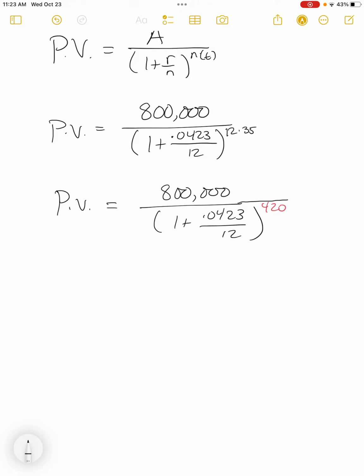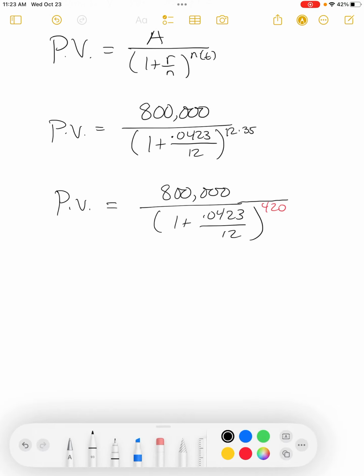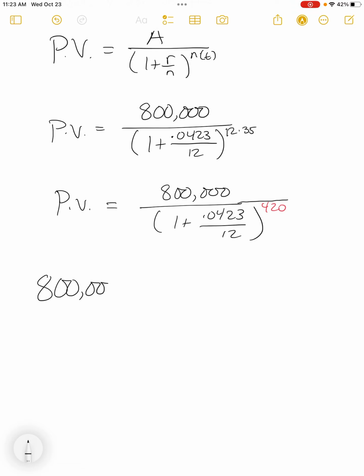We take 800,000 on our calculator. We're going to type in divide by, open parentheses, 1 plus 0.0423 divided by 12, close those parentheses, and raise to the 420. So it's a very similar process. Your calculator will know to do the work in the parentheses first, then the power second, then this division last, the division that's between the 800,000.